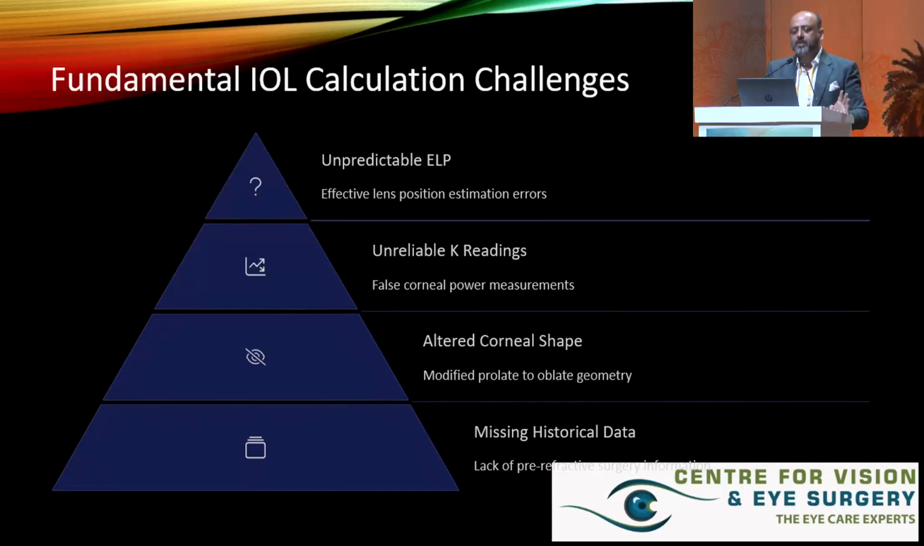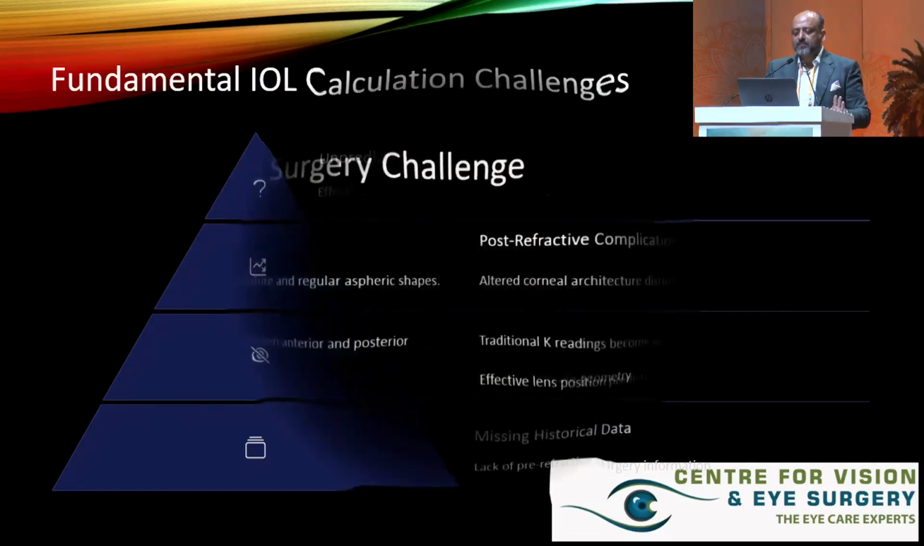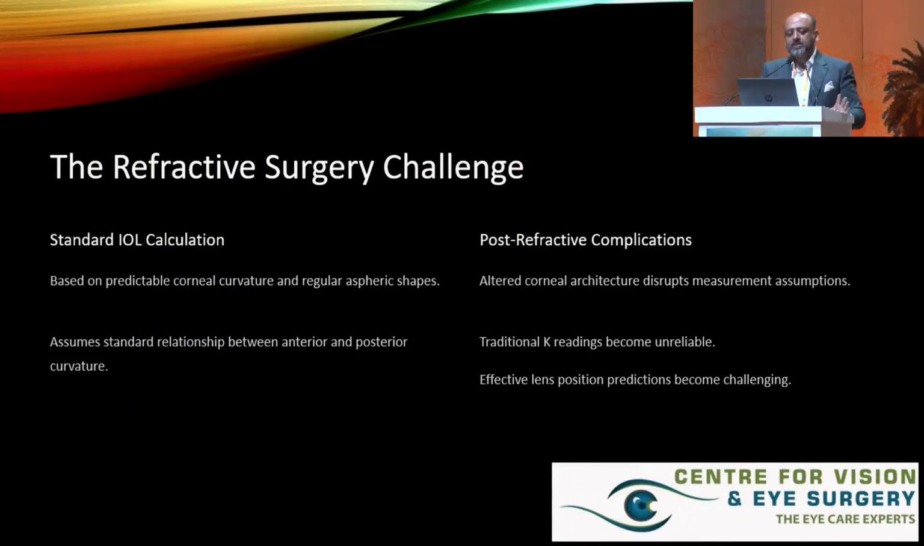Now, what are the fundamental challenges? You get an unpredictable final lens position. You get unreliable K readings, which give false corneal measurements, so in myopia you tend to get wrong readings, and in hyperopia as well. You get an altered corneal shape, and you are missing some historical data, which affects the final outcome. The challenge is that standard IOL power calculation needs predictable corneal curvature, a regular aspheric shape, and assumes a standard relationship between anterior and posterior curvature. Post-refractive, all this changes. The traditional K readings become unreliable, and effective lens position predictions also become challenging.